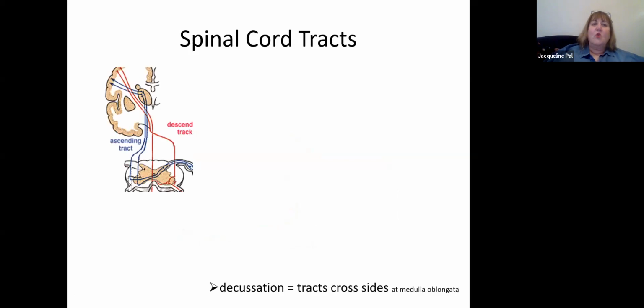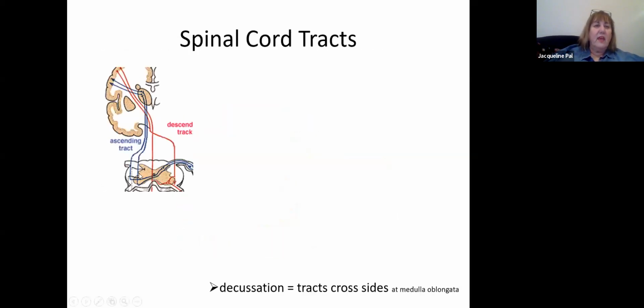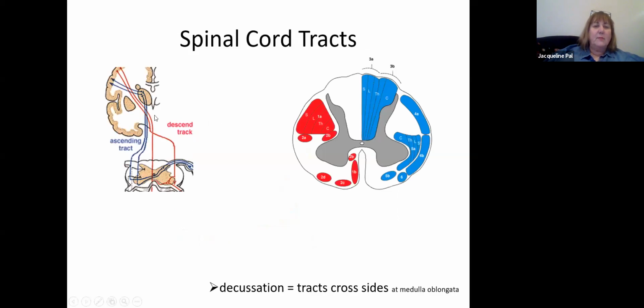Okay. So those tracts, remember what a tract is. Those tracts are going to ascend and descend in the columns, sorry. Remembering when they get up to the medulla oblongata, they're going to decussate, they are going to cross sides. So this picture is showing the location of the sensory and the motor tracts.